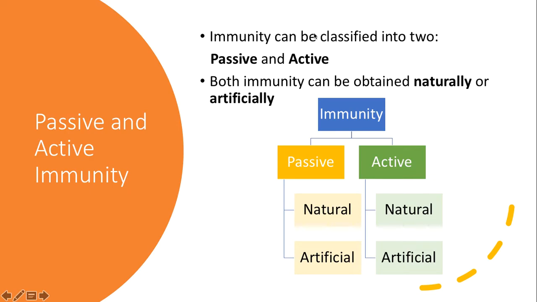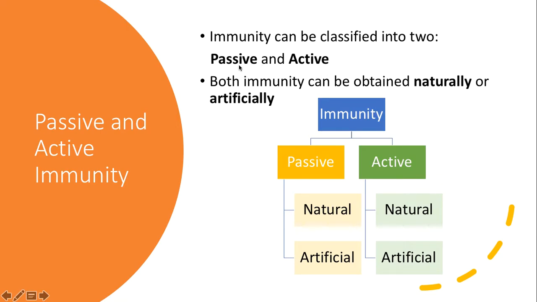But active immunity means your body has to work hard and produce the antibody itself. You cannot depend on other things to produce the antibody. Okay, that's the difference. Passive mean the body gain the antibody from the external, but active mean the body work itself to produce the antibody itself.